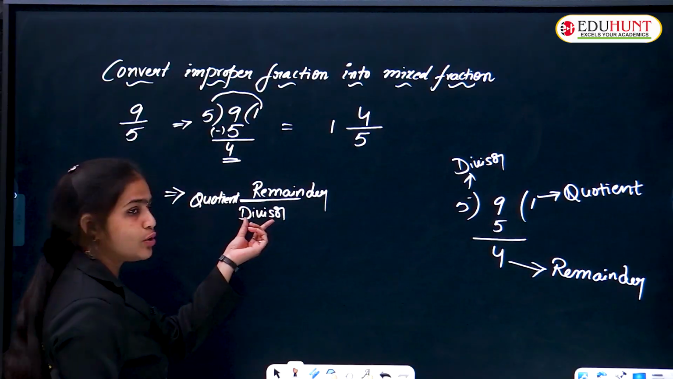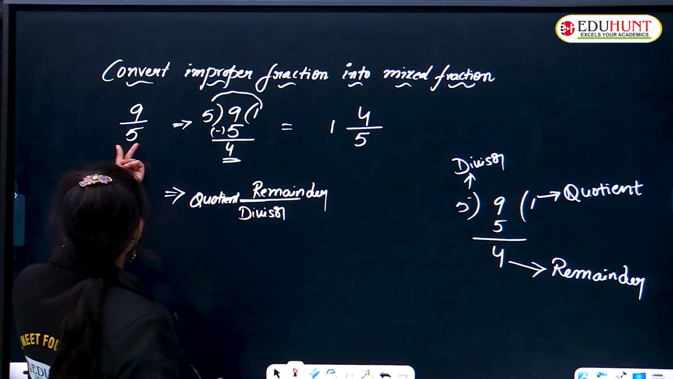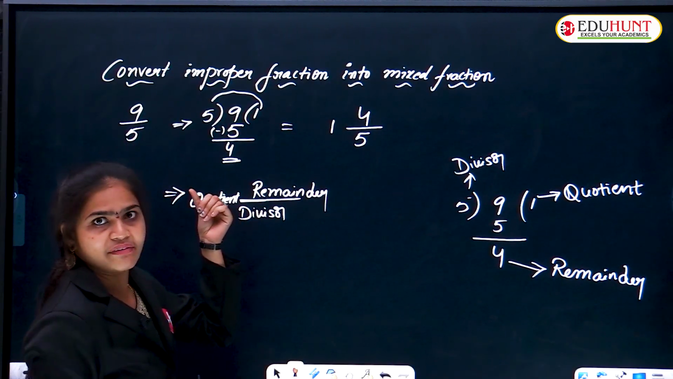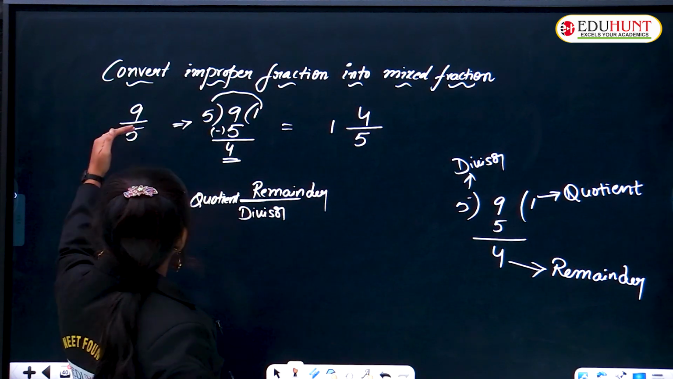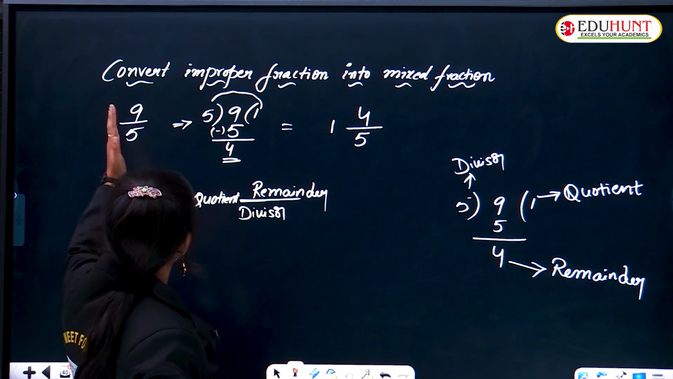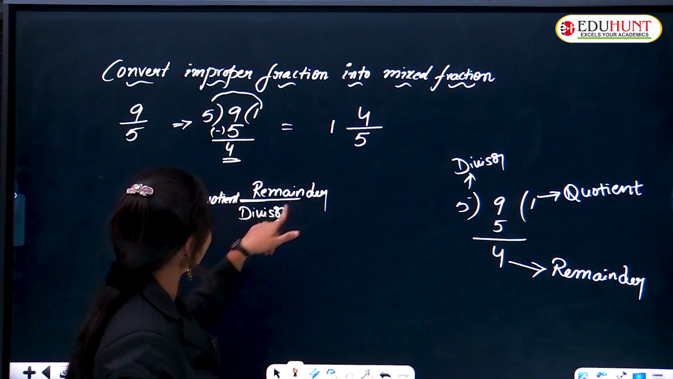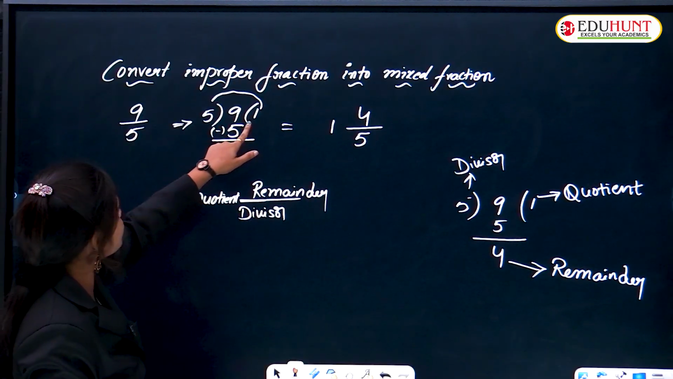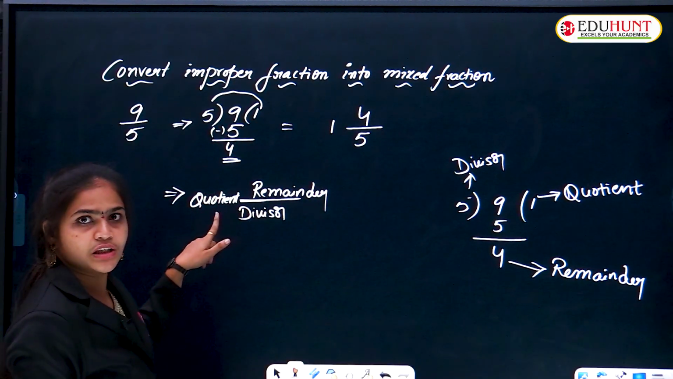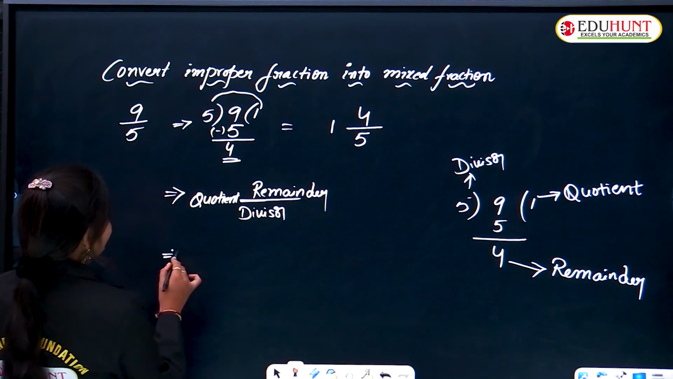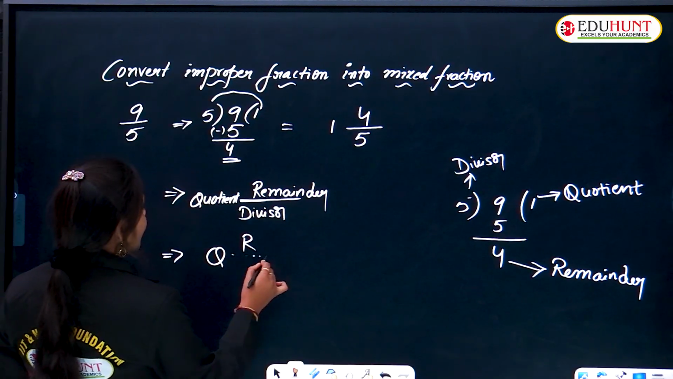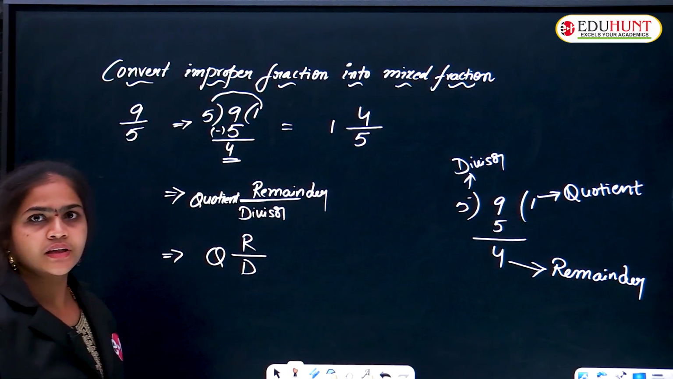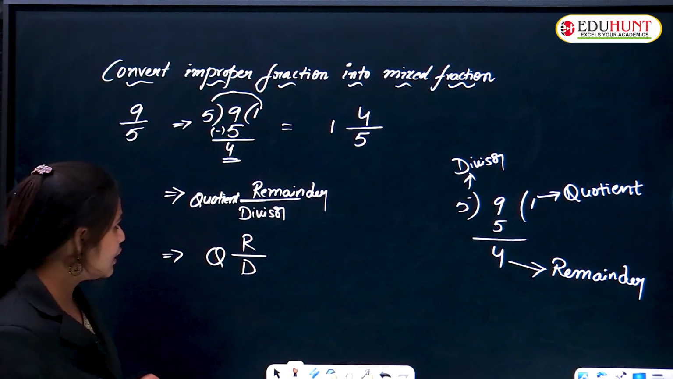Where do we have to write the divisor? In the denominator only we should write the divisor. Why? Because in the denominator we have the number 5, the divisor. That's why here we wrote 5. And here the quotient. Quotient is what? Here 1. At the place of quotient you have to write that 1. Q R by D. Understood? Now I'll tell you one more example.